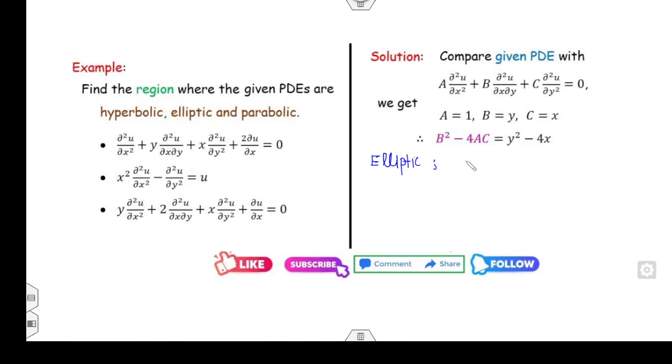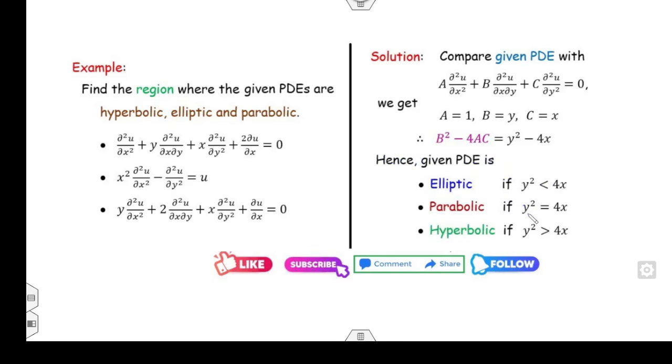The condition for elliptic is b square minus 4ac must be less than 0. Parabolic is whenever y square minus 4x is 0. And it is hyperbolic whenever y square minus 4x is greater than 0. Or you can say y square is less than 4x, that is inside the parabola. y square equal to 4x is the parabola. This is on the boundary of the parabola, and this is outside of the parabola.